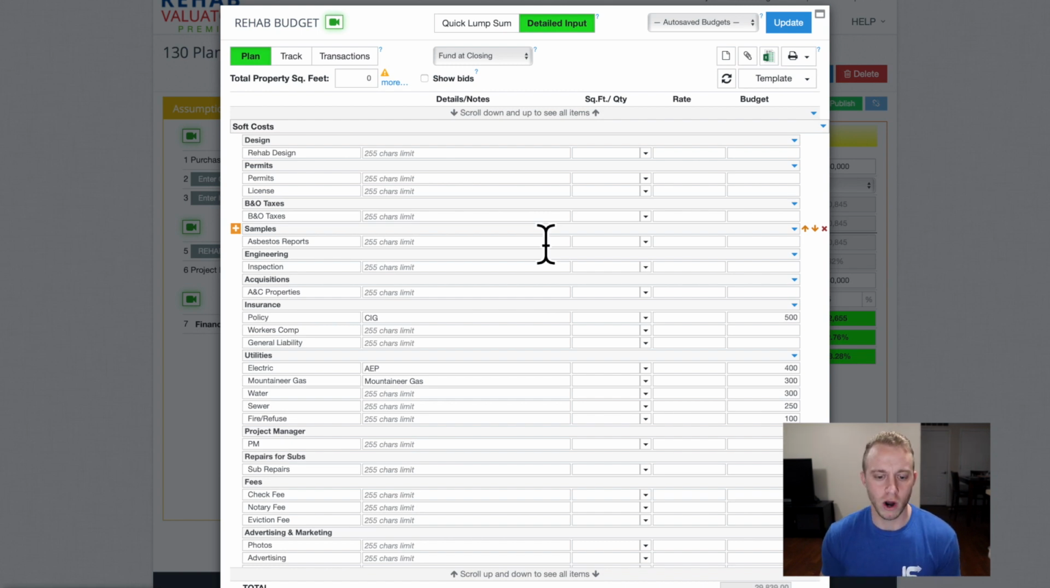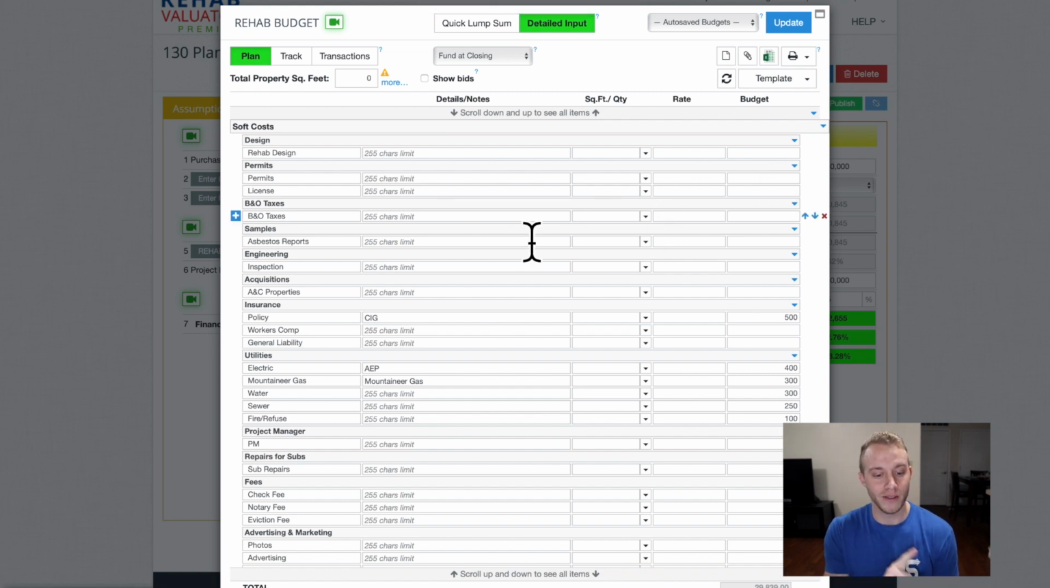Okay, we're going to start off with soft costs. These are things like design, taxes, B&O taxes for the permits, samples for asbestos reports, utilities, things like that. That's our holding cost. That all goes in these lines right here. So you'll see rehab design was 0 because remember, this house didn't need a rehab design. All we had to do was throw a kitchen in there.